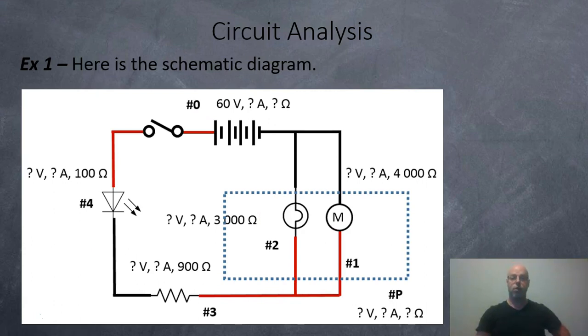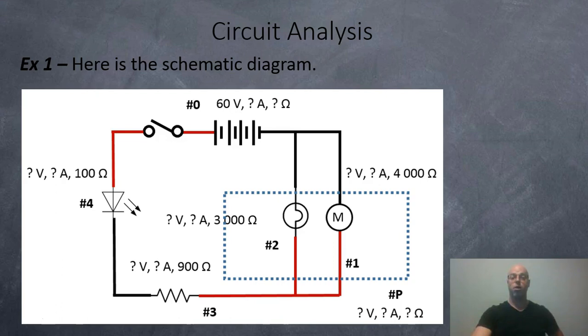Okay, so here we have the schematic diagram for the exact same diagram. It looks like I had it backwards here. So the battery is going to send conventional current this way through the light emitting diode, number 4, the resistor, number 3, and then it's going to split up right here. So we've got a junction right here, and it's either going to go through the motor or through the lamp. They're going to come back together right here and then go back into the battery. Okay, so this is the schematic diagram.